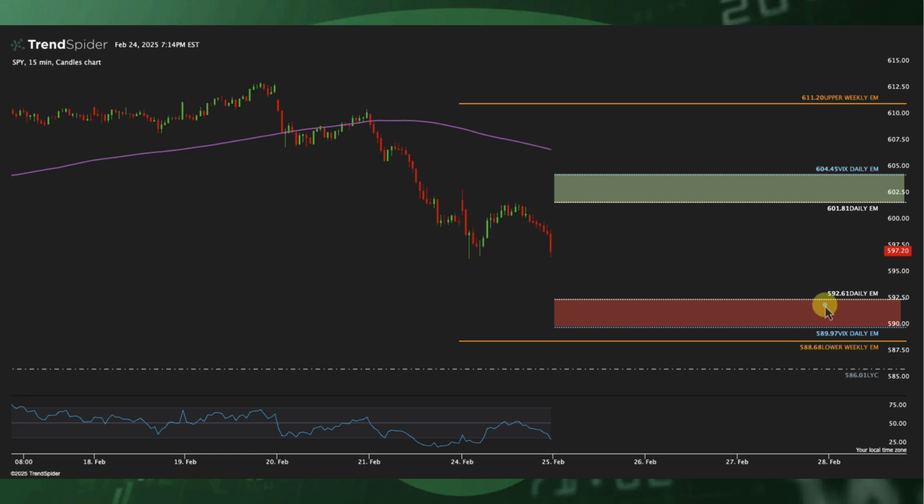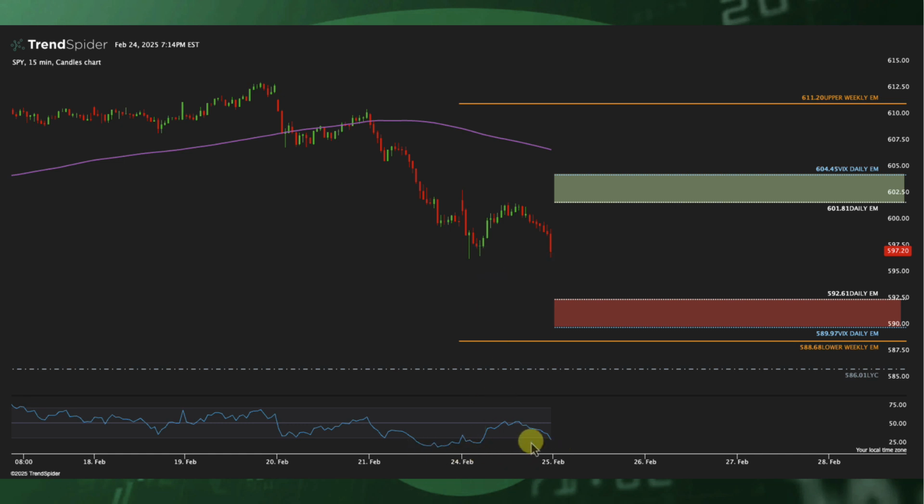SPY's daily implied range going into tomorrow is about 592.61. This one's based off the options chain. This one down here is based off a calculation that I'm pulling from the VIX. And then we have our lower weekly implied move and upper weekly implied move. We saw some price action go to the downside, pretty much unchanged overall. I do want to call out that we did create a low, and these were higher lows from a closing standpoint. We also have a low reading and a higher low reading on the RSI.